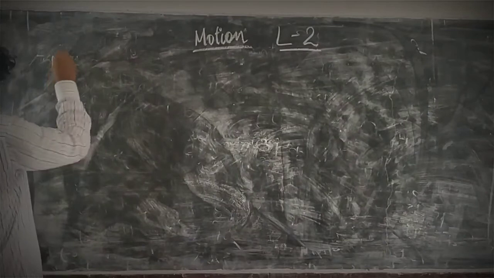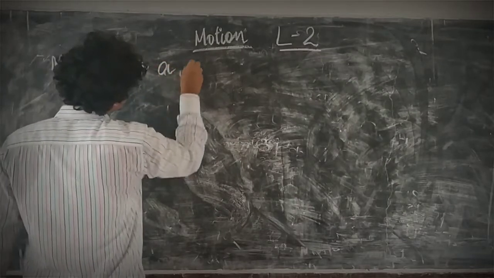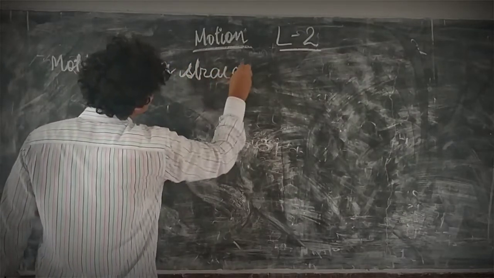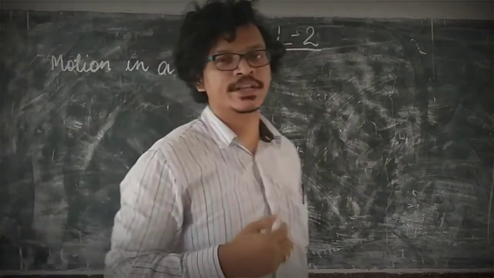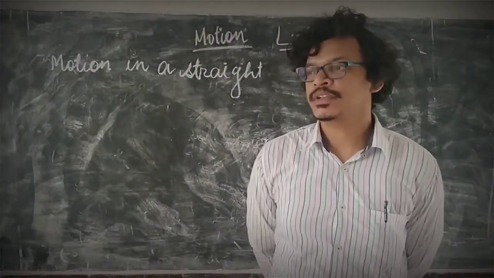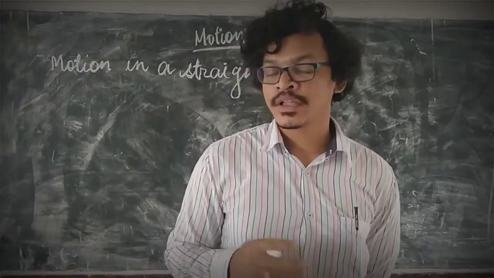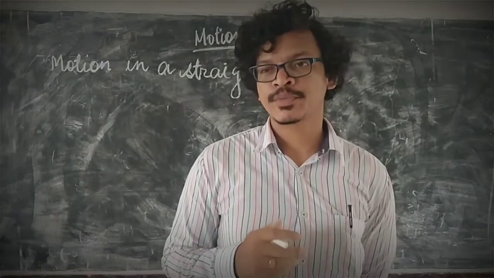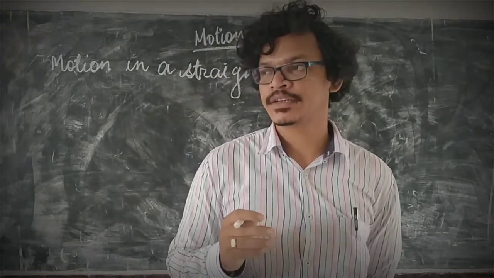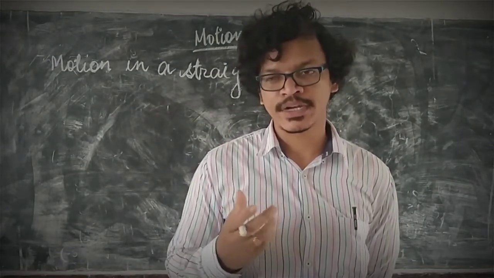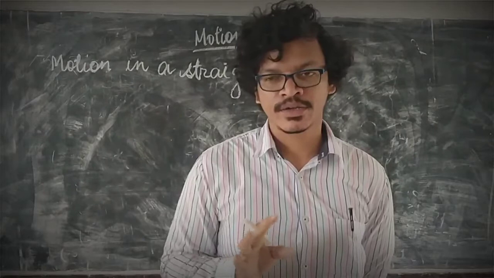Now let us see motion in a straight line. As the name suggests, we will talk about motion in a straight line. If you are going somewhere, taking a road, suppose from school to home, you will come across that the road is turning at so many places. But if you take a section of that journey, you will find some section where the road will be a straight line.